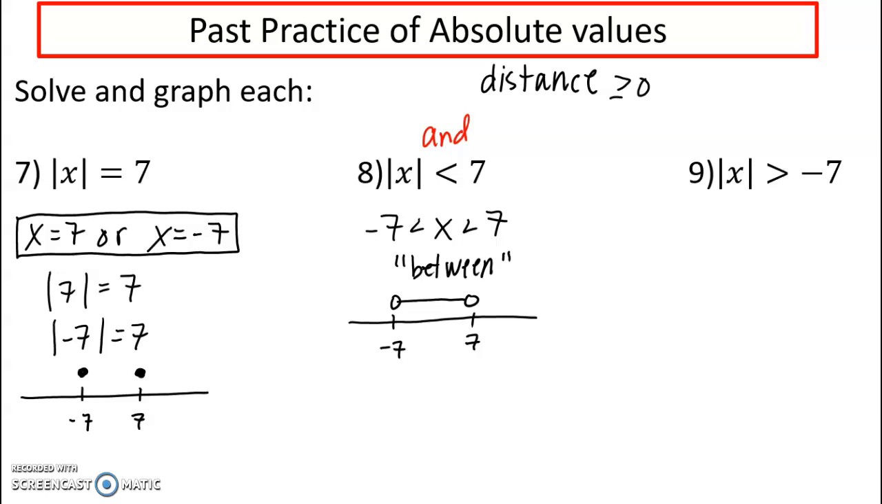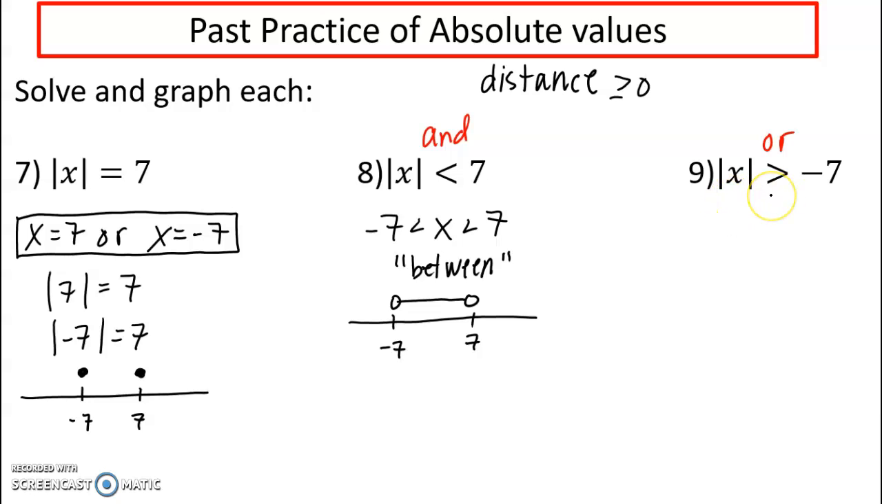All right, absolute value is greater than negative 7. We're going to approach this in two different ways. So this gets an or statement. I need you to think about this. So when it comes to absolute value, you have to think. Don't just become robotic about how you solve this.